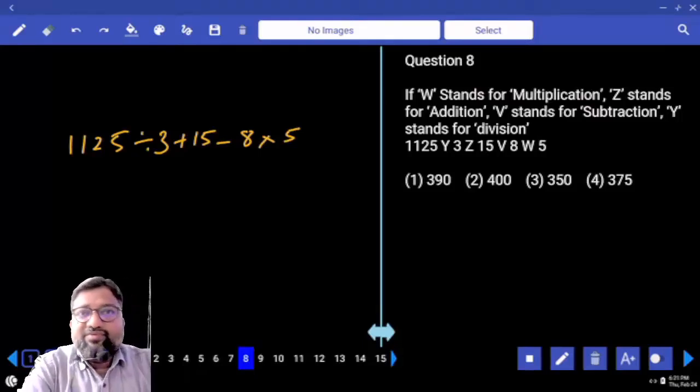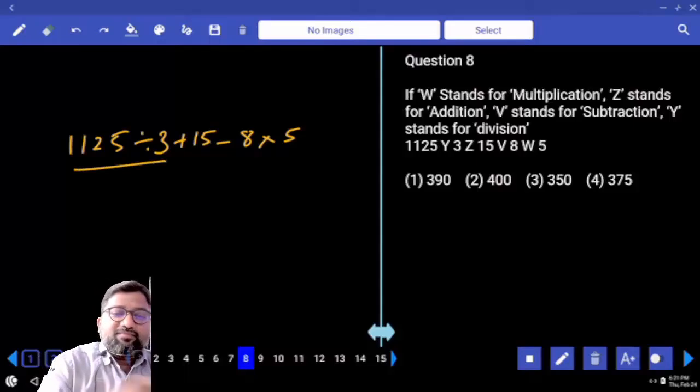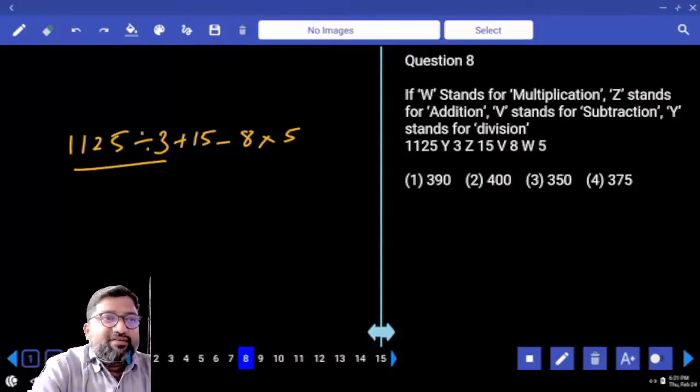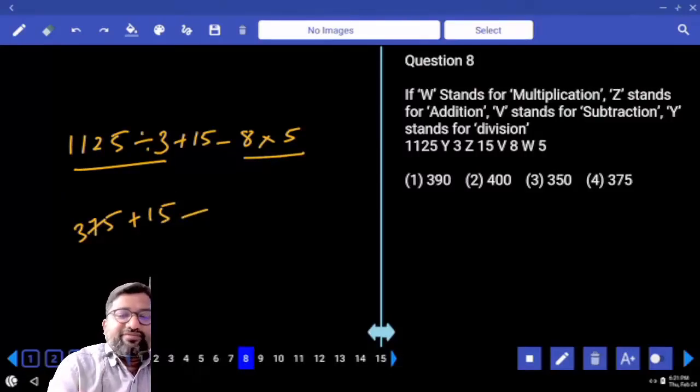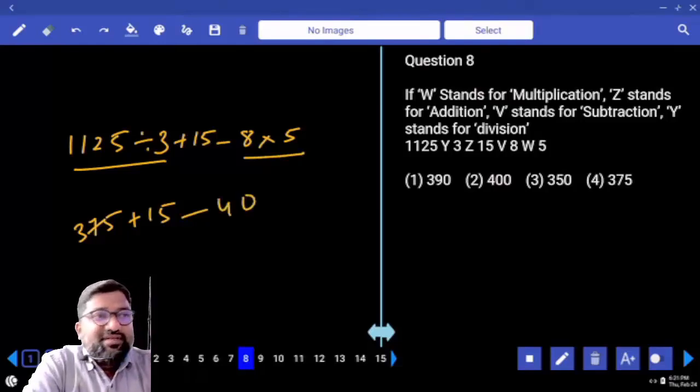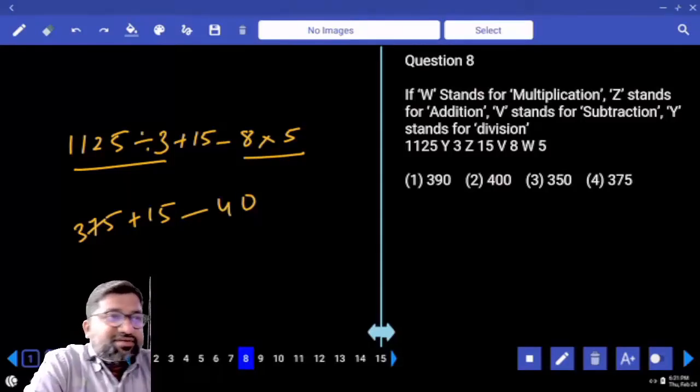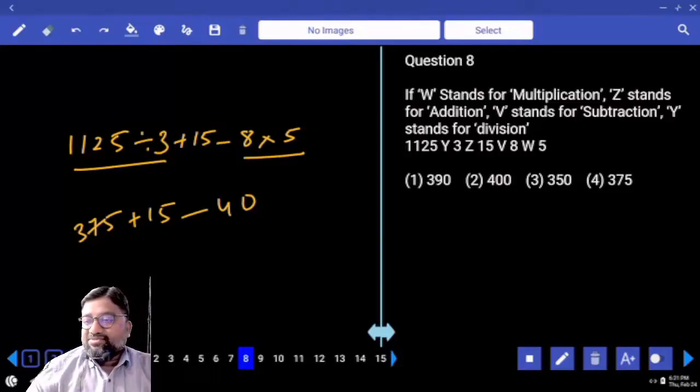Obviously, BODMAS rule, what will we do? We'll go for D for division. BODMAS. Division. 1125 divided by 3. 11 3s, 9, 375. This is 375 plus 15 minus 8 into 5, 40. Done? 375 plus 15 is what? 390. Minus 40, 350. Option 3 is my answer.